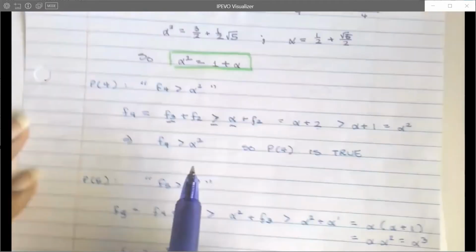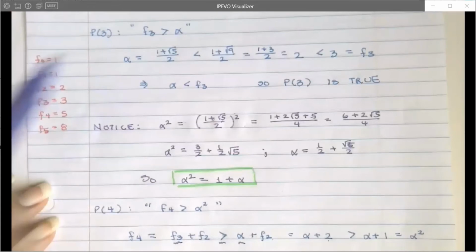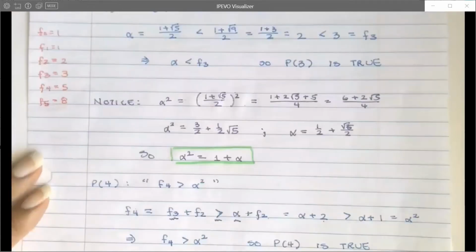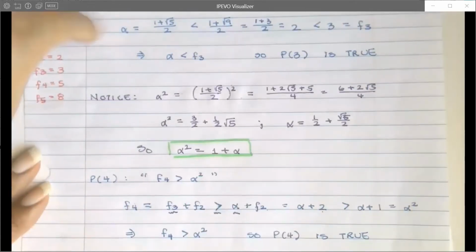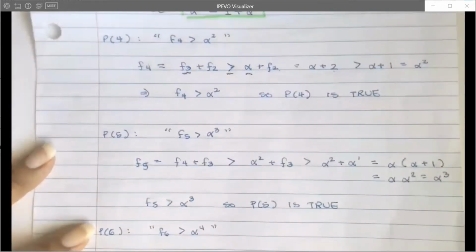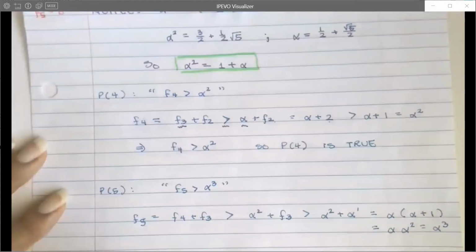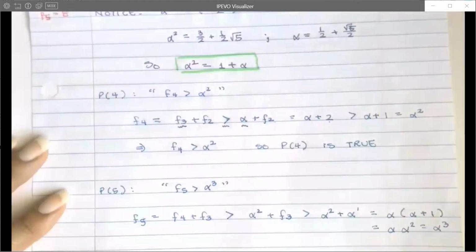For now, the way we proved P of 4 versus the way that we proved P of 3 is different. It's different not just because we decided to solve it differently, but because there was a different pattern to it. P of 4 relied on the fact that alpha squared is 1 plus alpha.